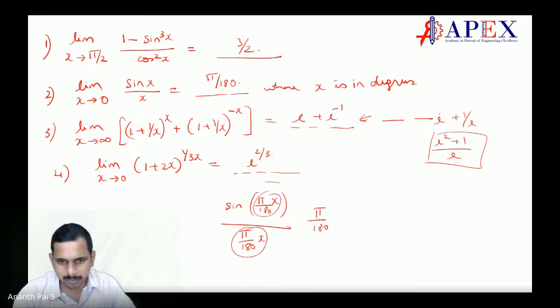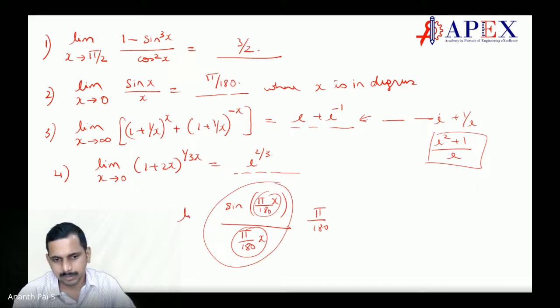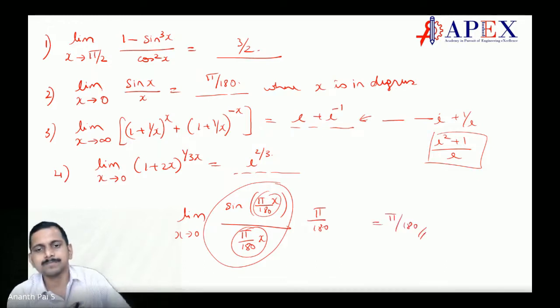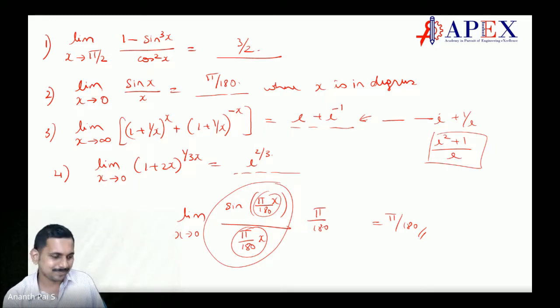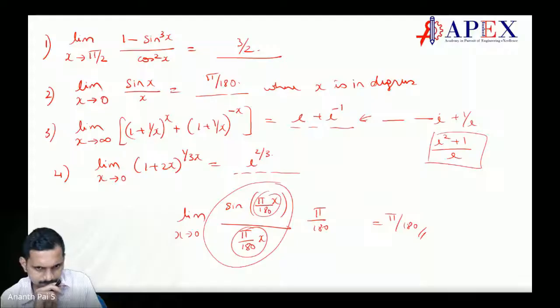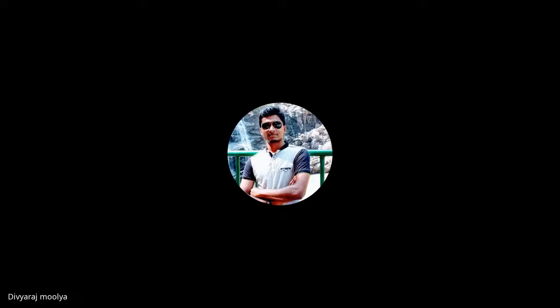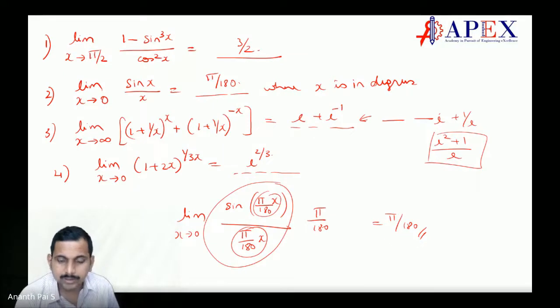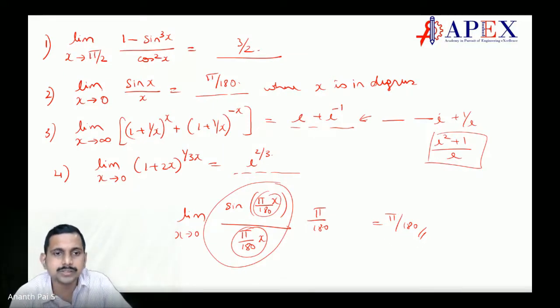So this limit, x extending to 0, will be equal to 1. So what is the answer? Pi by 180, is it not? Makes sense? Easy. Yes, sir, but x is in degrees now. x is in degrees, right? Correct. So let us convert degrees into radians.